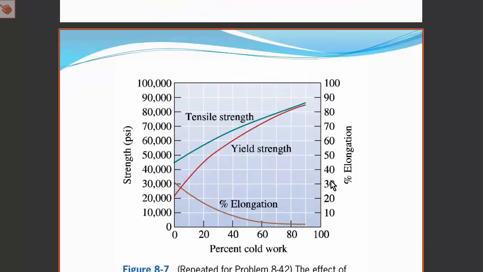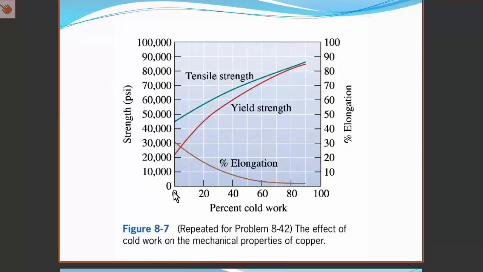So what happens to the material properties as we increase the percentage cold work? The tensile strength goes up, the yield strength goes up, but the material gets harder and less ductile, and the percentage elongation goes down. We can use cold work to tailor the mechanical properties of the material to what we desire.